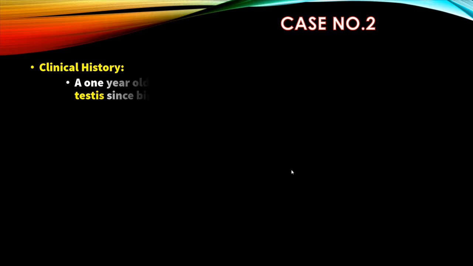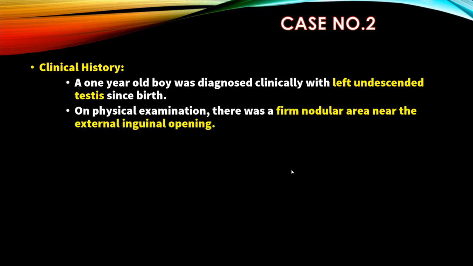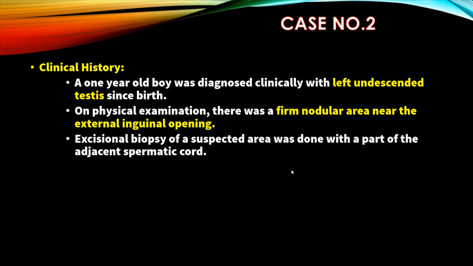Case 2, number 2. Clinical history. A 1-year-old boy was diagnosed clinically with left undescended testis since birth. On physical examination, there was a firm nodular area near the external inguinal opening. Excisional biopsy of a suspected area was done with a part of the adjacent spermatic cord.